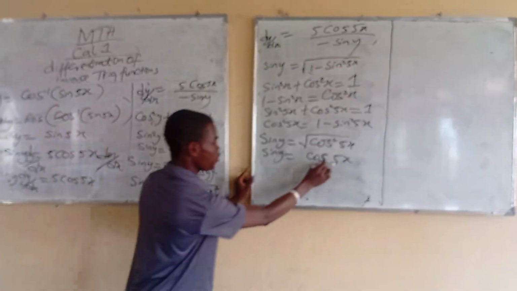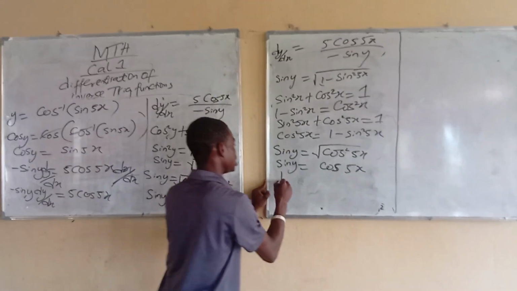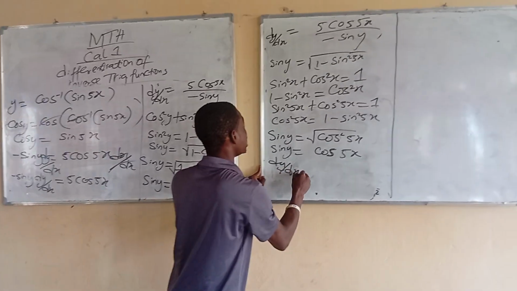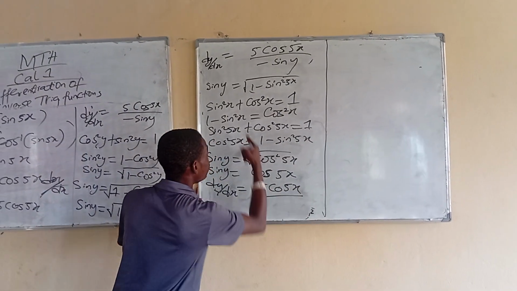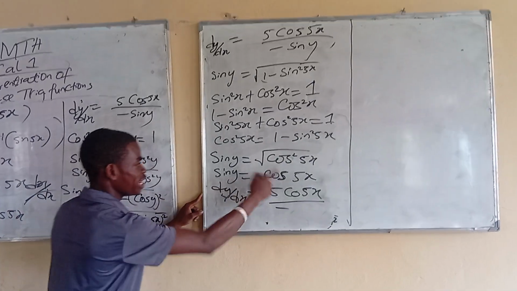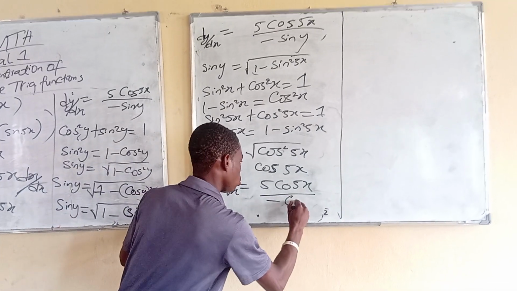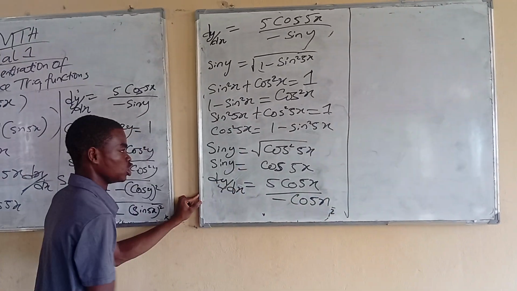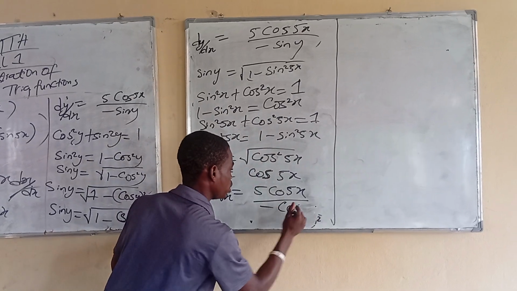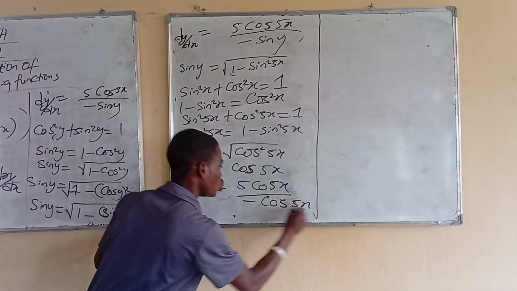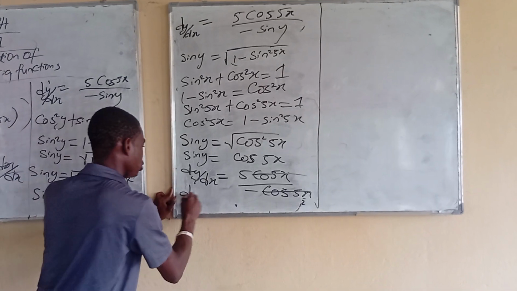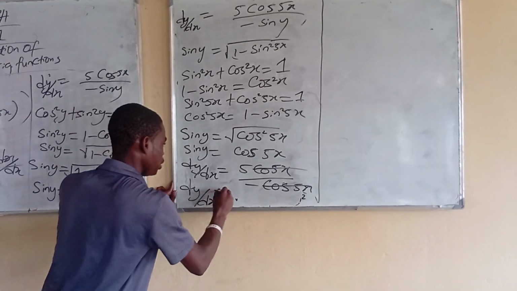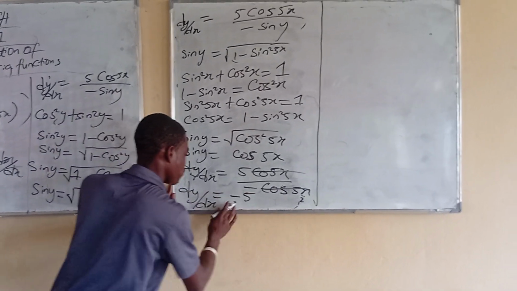So now you can carry that and plug in here. That's dy over dx equals 5 cos 5x divided by minus sine y, which is just cos 5x. So cos 5x will cancel cos 5x, and you will be left with dy over dx equals minus 5.